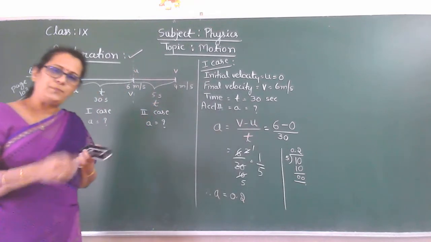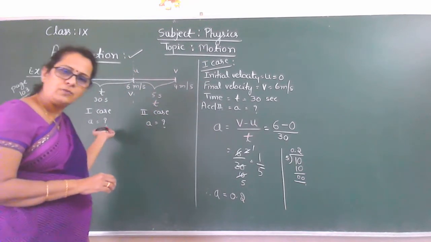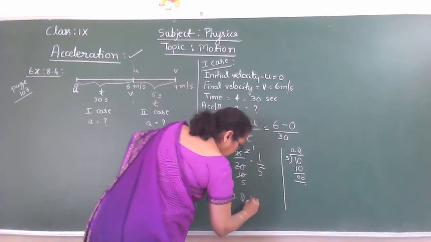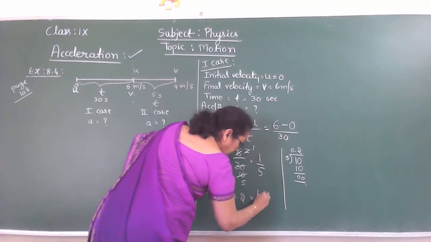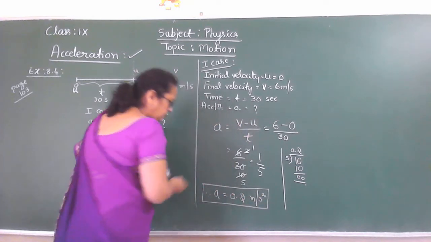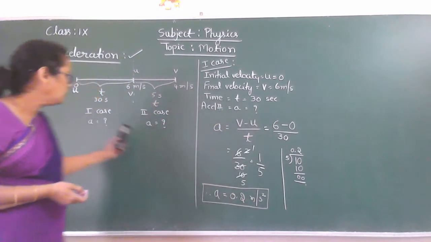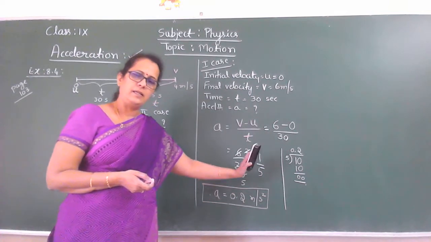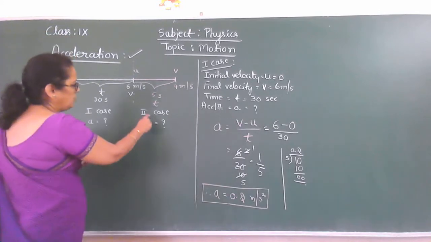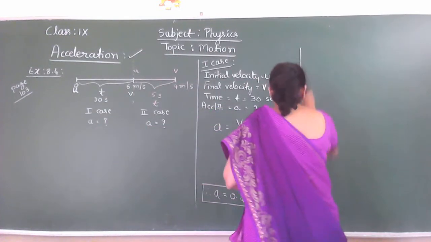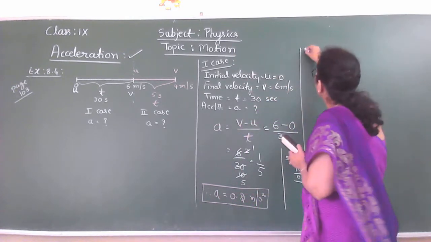What is the SI unit of acceleration? Just now I told you, it is meter per second square. So in the first case, the acceleration is 0.2 meter per second square. Now find out the second case. In the same way, you write everything for the second case.